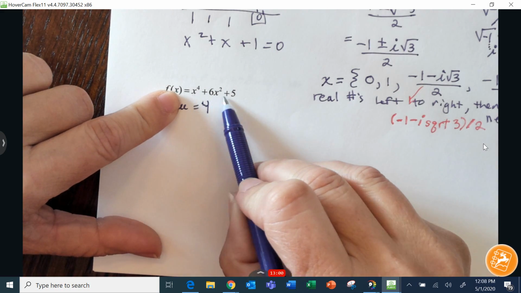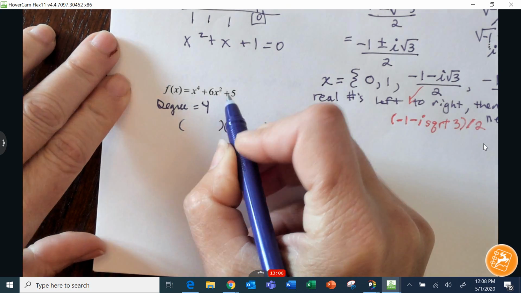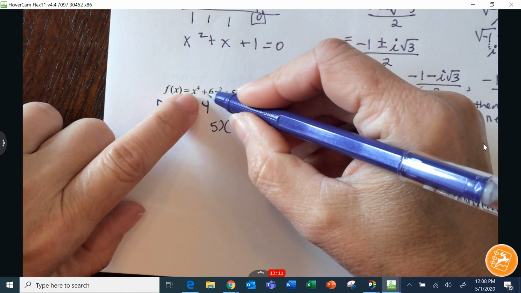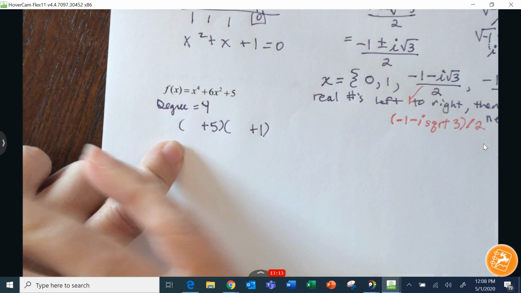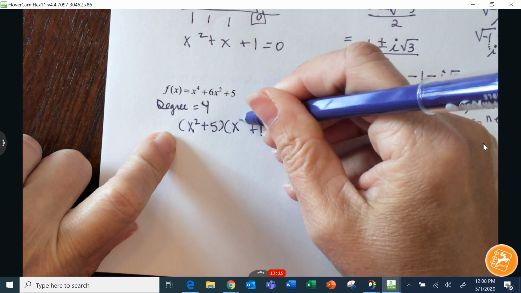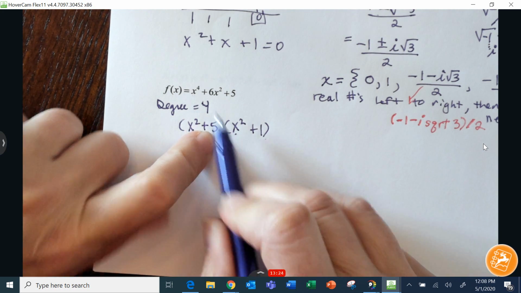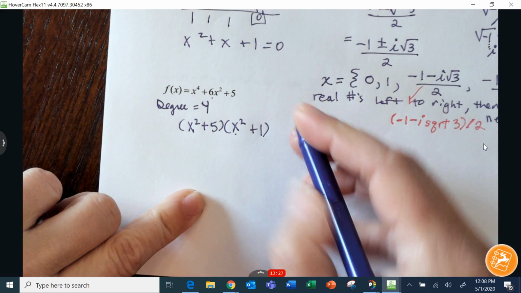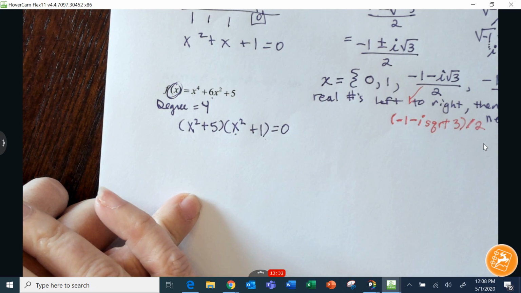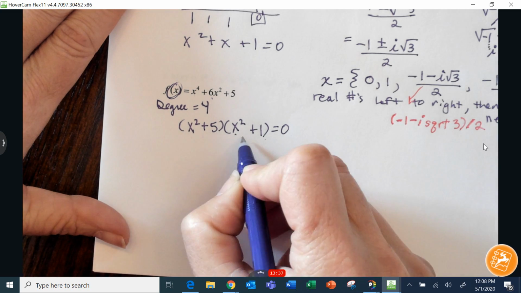X to the 4th plus 6x squared plus 5 is a trinomial. There's no greatest common factor. And I do know that 5 times 1 are the only factors of 5. And because of the signs, I know they both have to be plus. To get x to the 4th, I would do x squared and x squared. Now if I multiply that back together, x squared plus 5x squared does give us 6x squared in the middle, so this is factored correctly. And I put a 0 in for f of x because I'm finding zeros. So now at this point, I'm going to set each factor equal to 0 because these don't factor further.